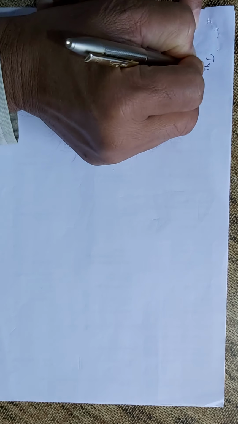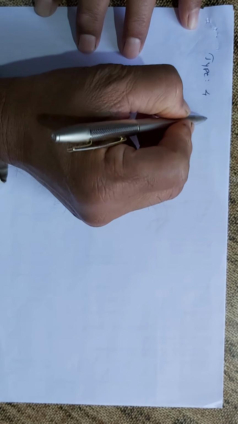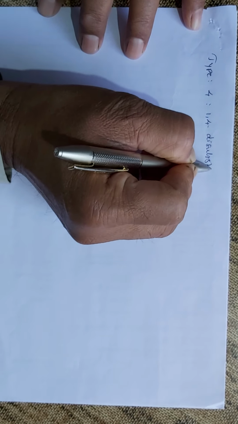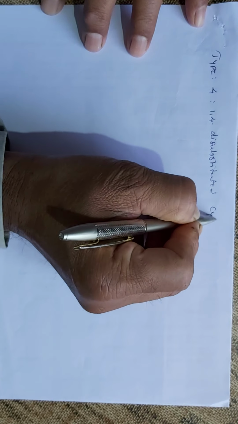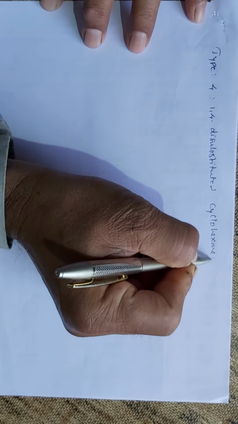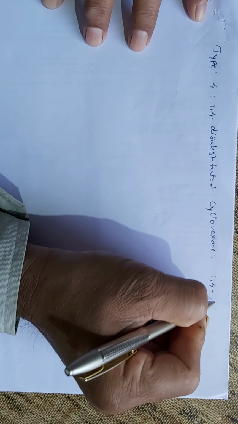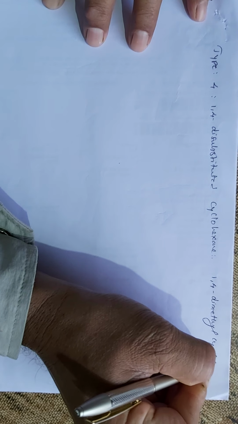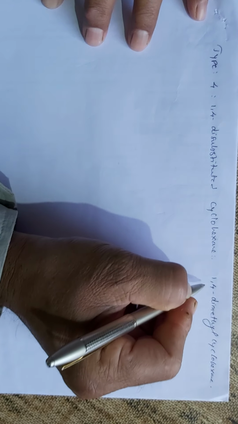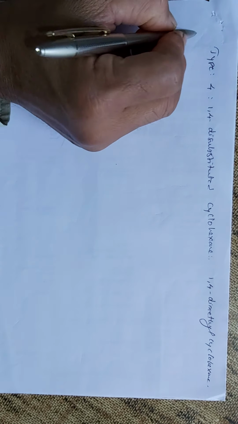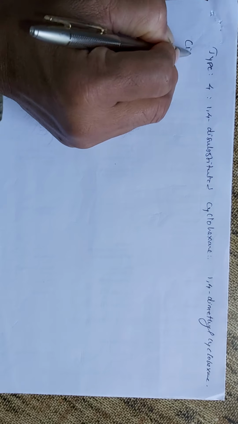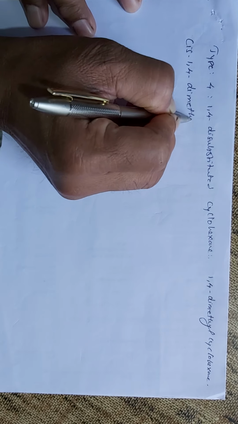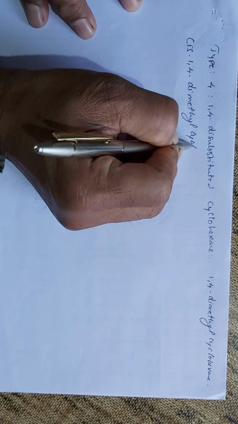Now, in this lecture, we'll discuss the type 4, that is 1,4 disubstituted cyclohexane. And here again, the example we are going to consider is 1,4 dimethyl cyclohexane. Here, the isomers which are going to be possible are cis and trans. And so, the first isomer is cis 1,4 dimethyl cyclohexane.